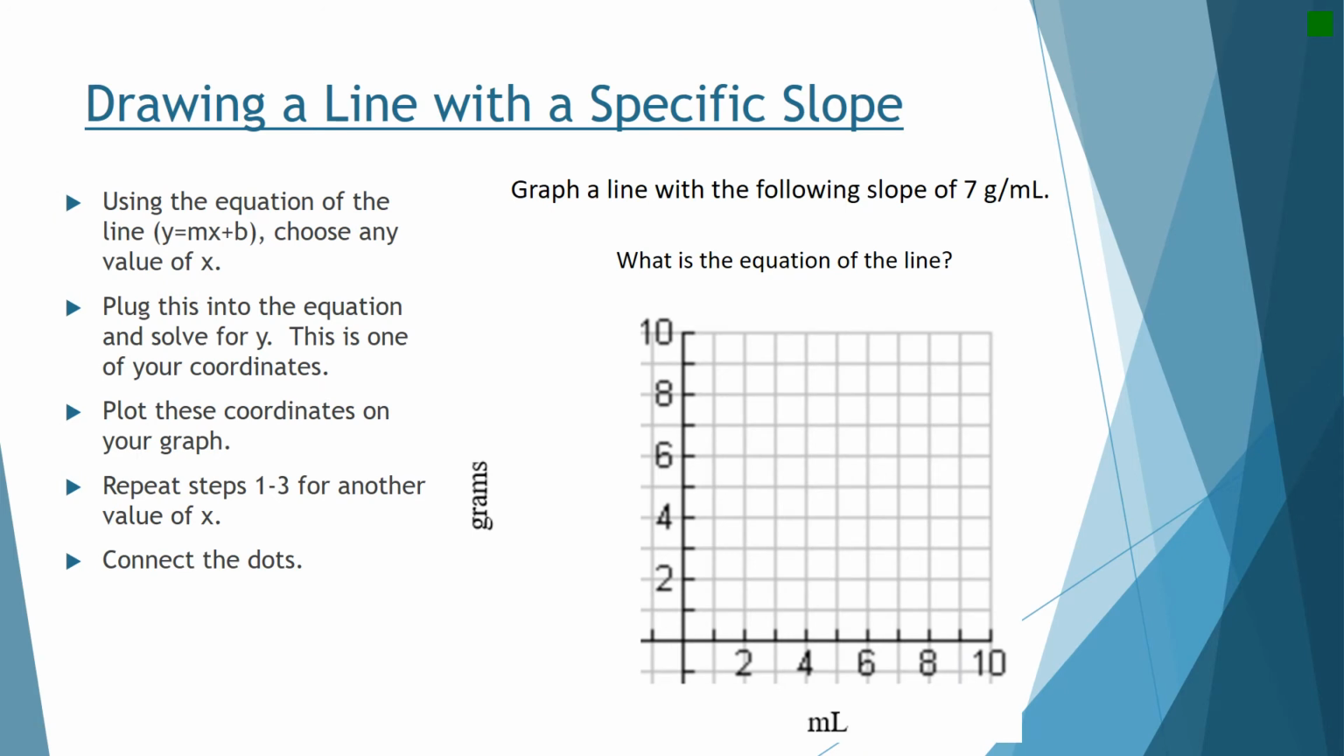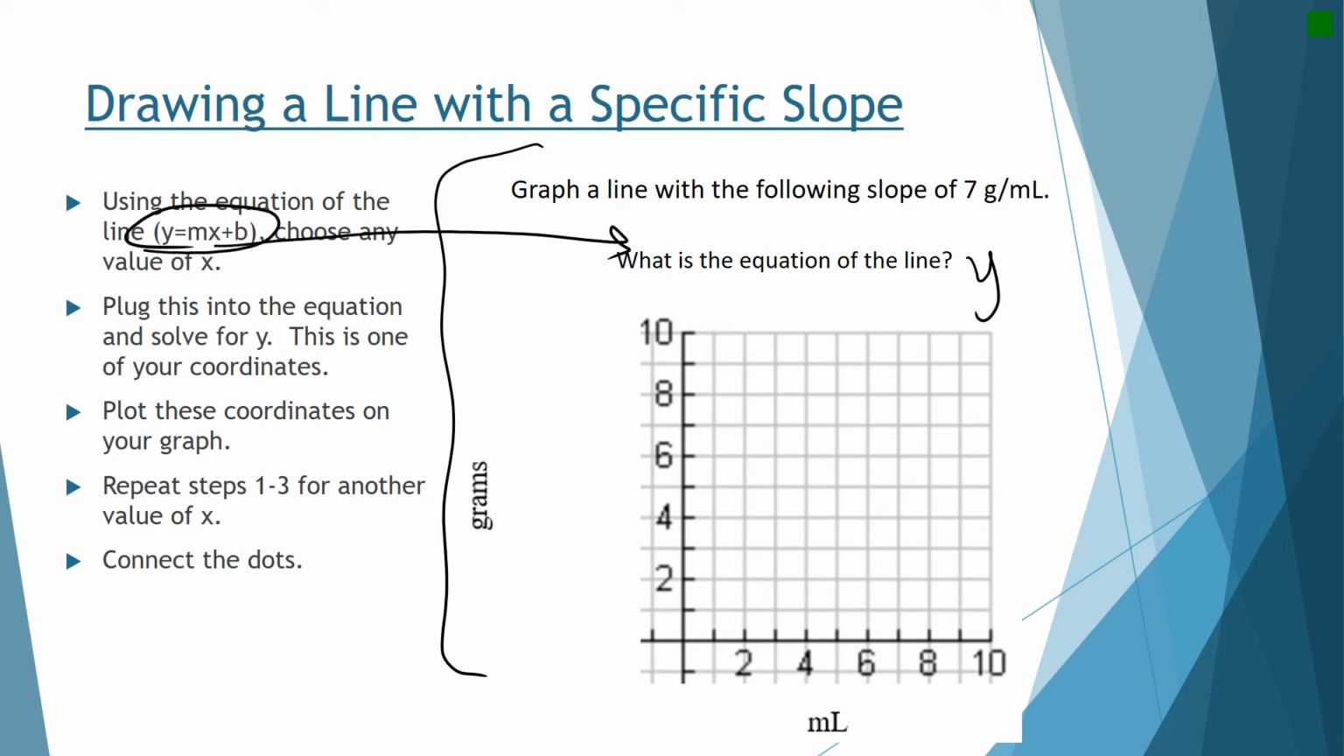All right, so drawing a line with a specific slope. This is a little bit trickier, but you will be expected to draw a line on a graph that has a specific slope. So here are the steps for how you do that. Here's the example problem over here. Graph a line with the following slope of 7 grams per milliliter. The first question you need to ask if you're trying to draw a line is, what is the equation of the line? I know my formula is y equals mx plus b.